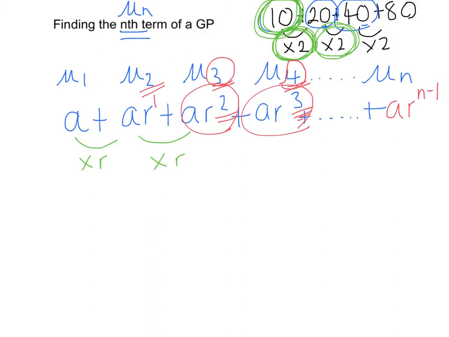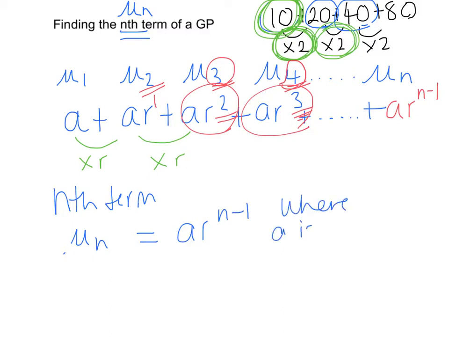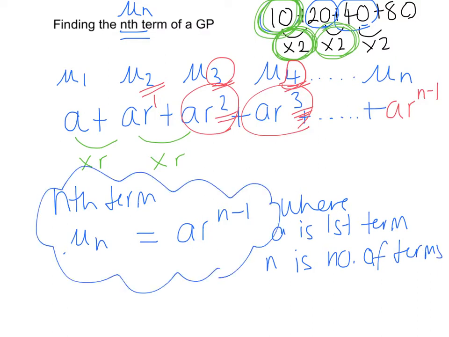So let's just write that out. The nth term, otherwise known as Un, is AR to the n minus 1, where a is the first term, and n is the number of terms. Okay, so put that in. You've got to learn that. The nth term, Un, AR to the n minus 1. And of course, don't forget from the APs, it's the same thing. It's sometimes known as the last term.